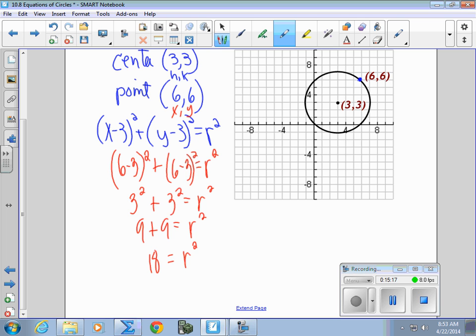So we go back to write the equation. We'll go back to the original and say x minus 3 squared plus y minus 3 squared is equal to r squared, but we found that r squared was equal to 18. So we now have an equation for a circle with a center at 3, 3, and a point on the circle at 6, 6.